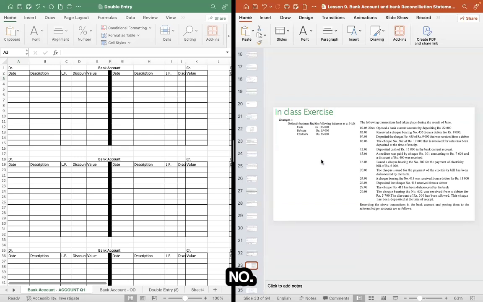A check bearing number 415 was received from a debtor for 13,000. A check has been received. Deposited the check number 415 received from a debtor. Then it has been deposited. The check number 415 has been dishonored by the bank. What has happened there is that a received check was again deposited, and the check has been dishonored.